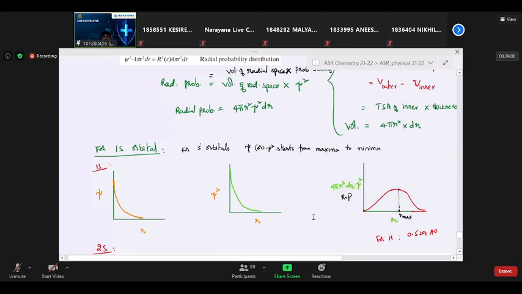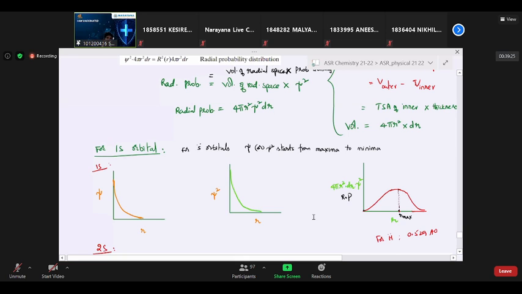To minima. 0 to maxima to minima. Schrodinger wave equation and Bohr's concept, Bohr's calculation of radius for first orbit of hydrogen atom. The both are in good correlation, good agreement when the Schrodinger wave equation is solved for a single electron system like hydrogen.